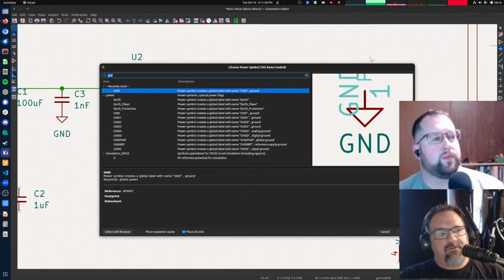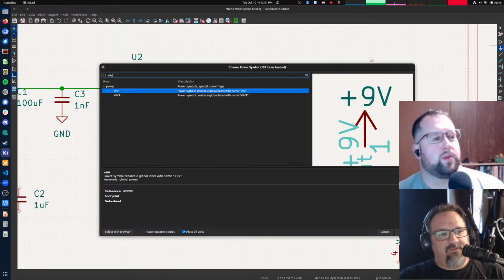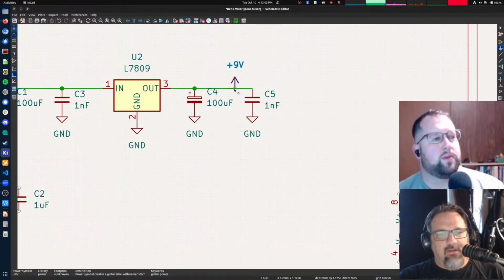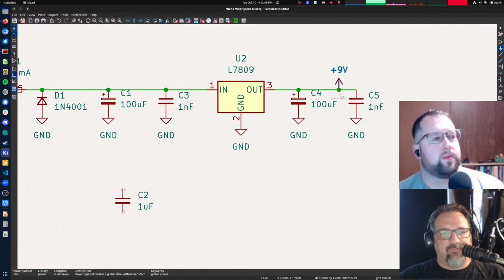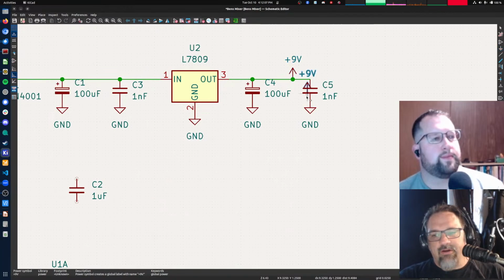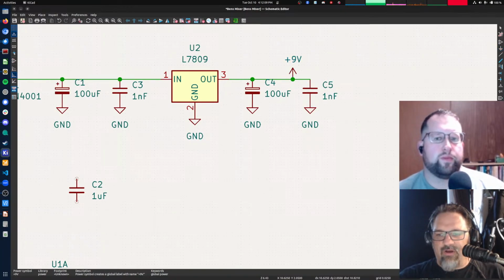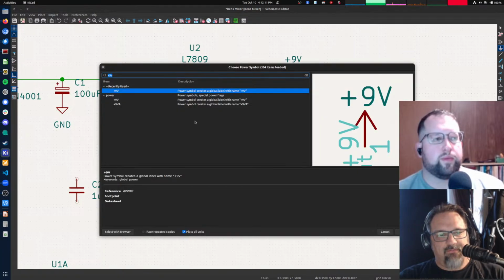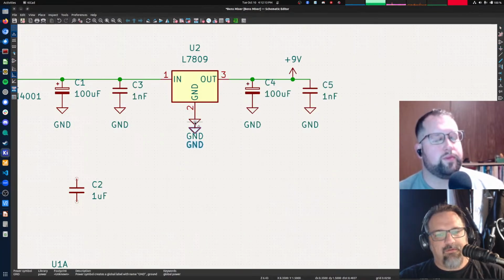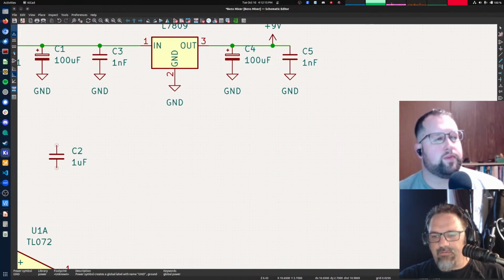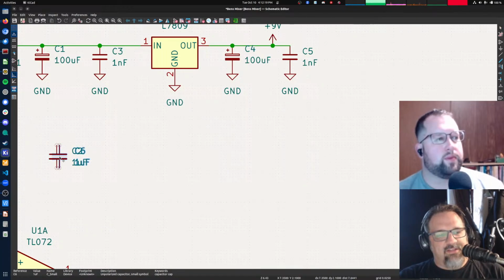And we'll do plus 9 volts. And Domini, you are 9 volts. Okay. While we're here, let's go ahead and hook up power to our op amp. And let's decouple that op amp.